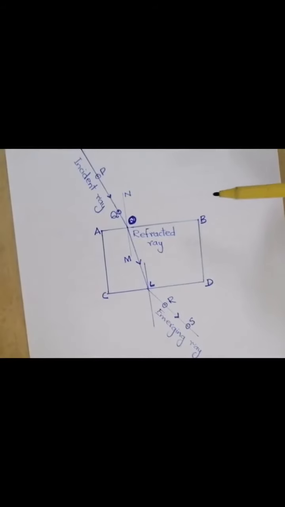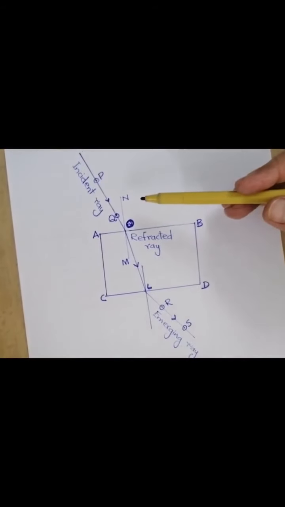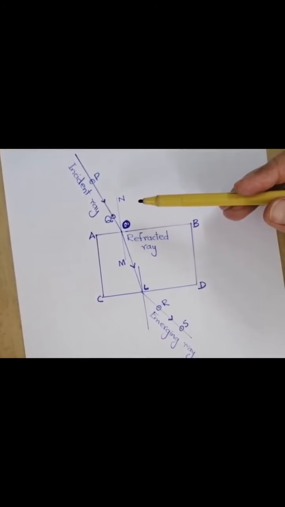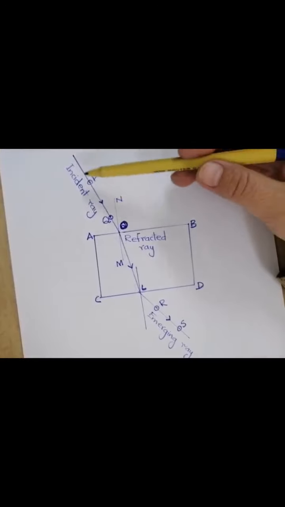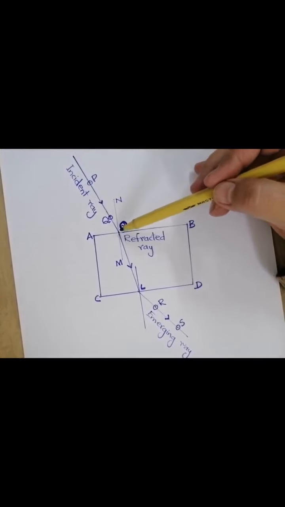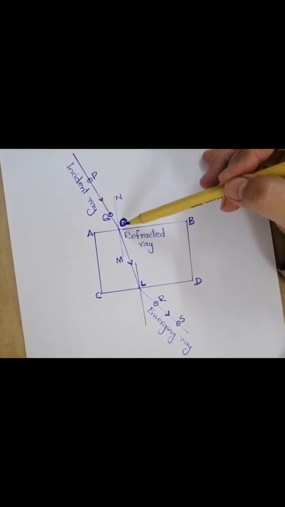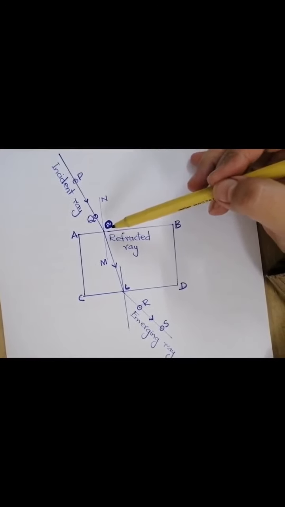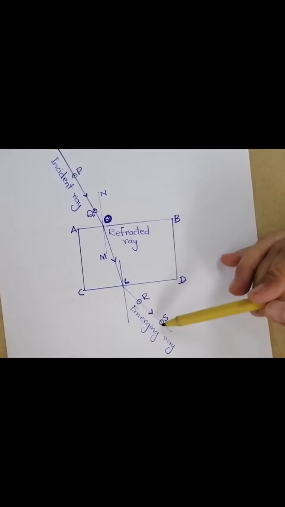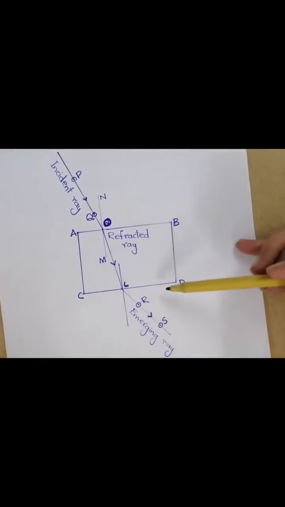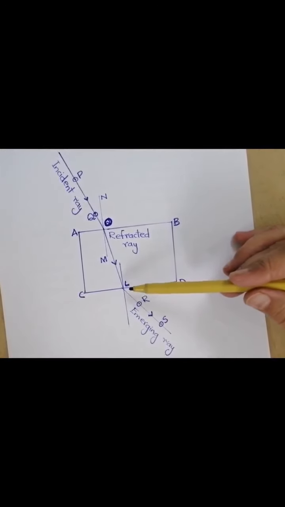Okay. Now I have removed the glass slab and marked the position of the pins. I am going to join PQ as the incident ray, and it touches the face AB at point O. This point O is the point of incidence. Again I joined RS as the refracted ray to CD, and it touches the line CD at point L.